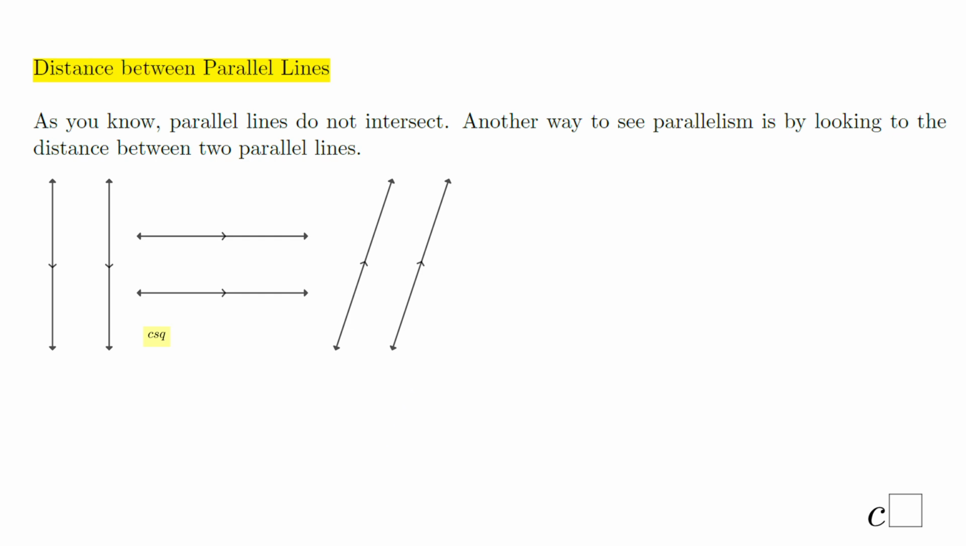In this lesson, we will talk about the distance between parallel lines. And you see here we have three examples of two parallel lines: a vertical line, a horizontal line, and these two lines that are neither vertical nor horizontal. And I said here, parallel lines do not intersect, and you can take a look at parallelism by looking at the distance between two parallel lines.